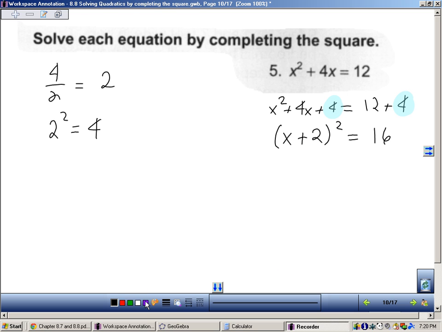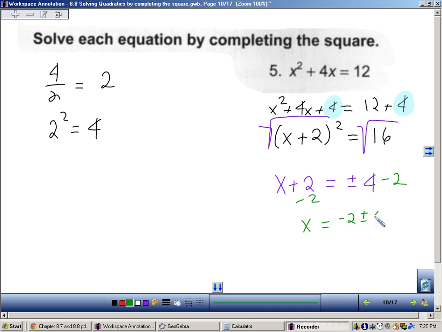Now since it's in this form, we can take the square root, and we end up with x plus 2 equals plus or minus the square root of 16, which is 4. Subtract 2 from either side. And so my answer is x equals negative 2 plus or minus 4. And now we have two solutions. And here they are. So I'll give myself a little bit of room.